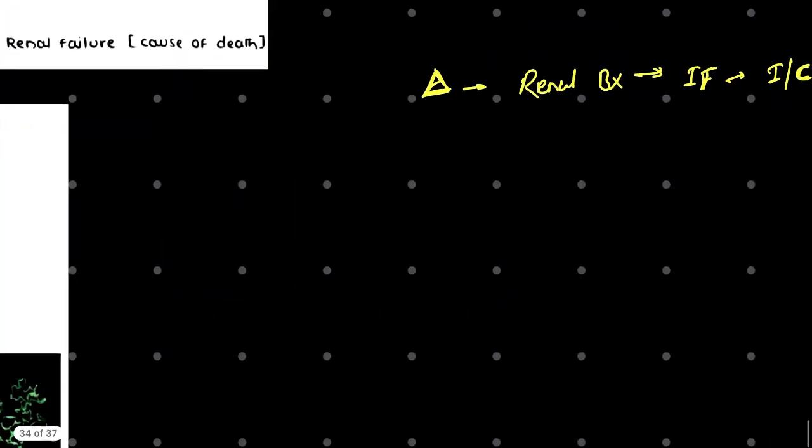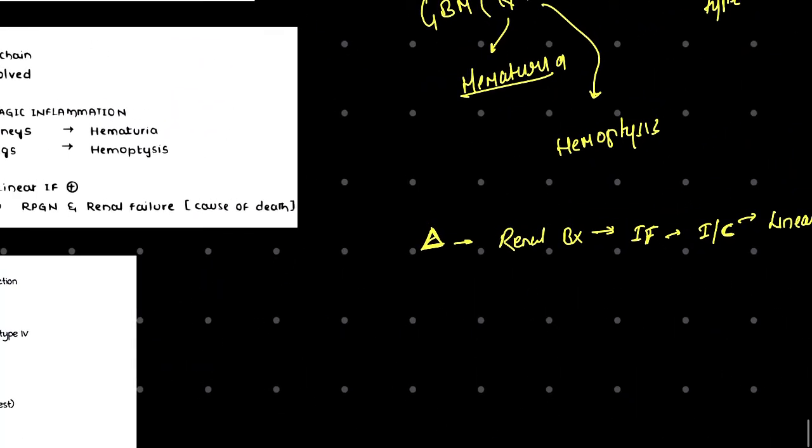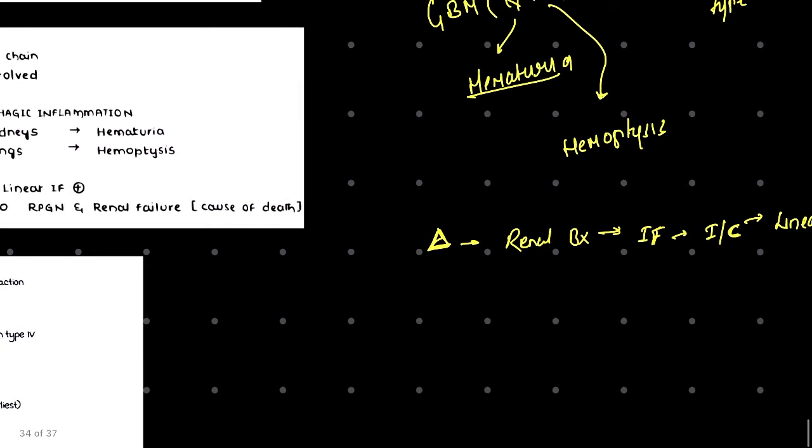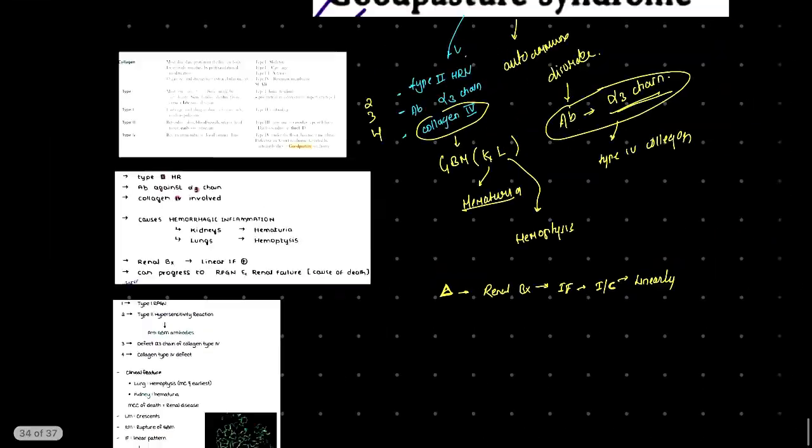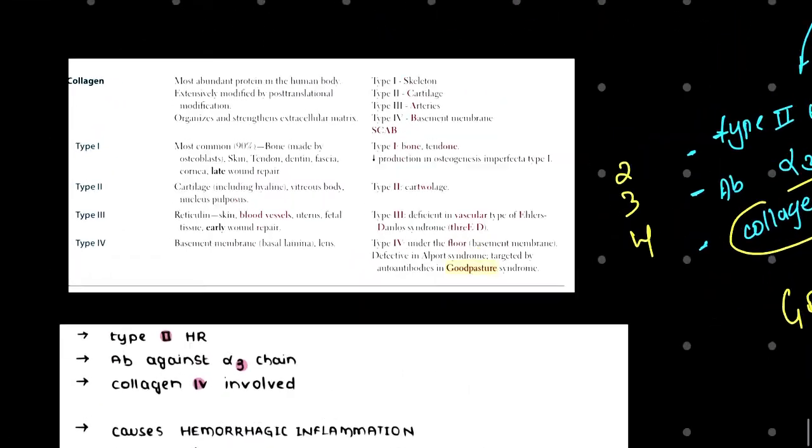Now if this Goodpasture syndrome progresses, it can even lead to RPGN, rapidly proliferative glomerulonephritis, and also there can be renal failure which may cause death. So now let's move toward our content, right.